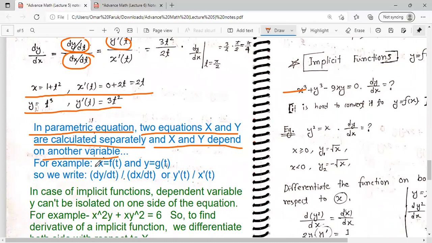For example, here we have two equations. One is x is equal to f of t, and another one is y is equal to g of t. And these two equations depend on the same variable, right? So we can write it this way: dy by dt divided by dx by dt, or the derivative of y with respect to t and the derivative of x with respect to t.